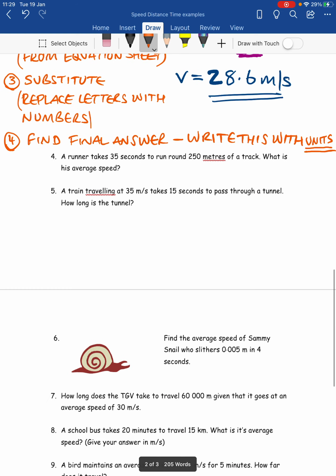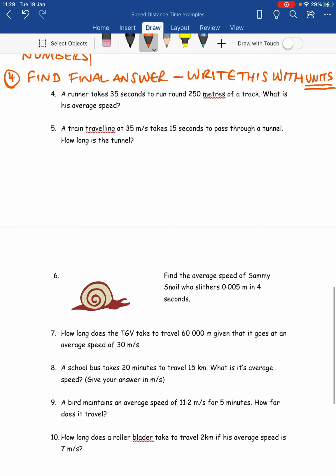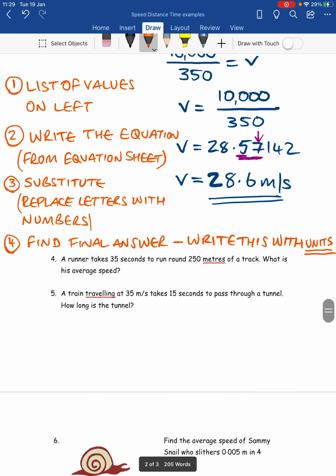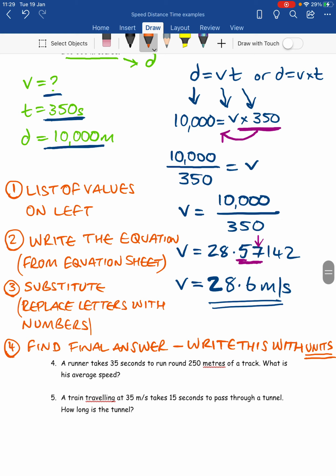And now what you can do is you can try the rest of the problems on this sheet using those steps and see how you get on. You can post work on Teams or you can email me work on Teams for me to check.